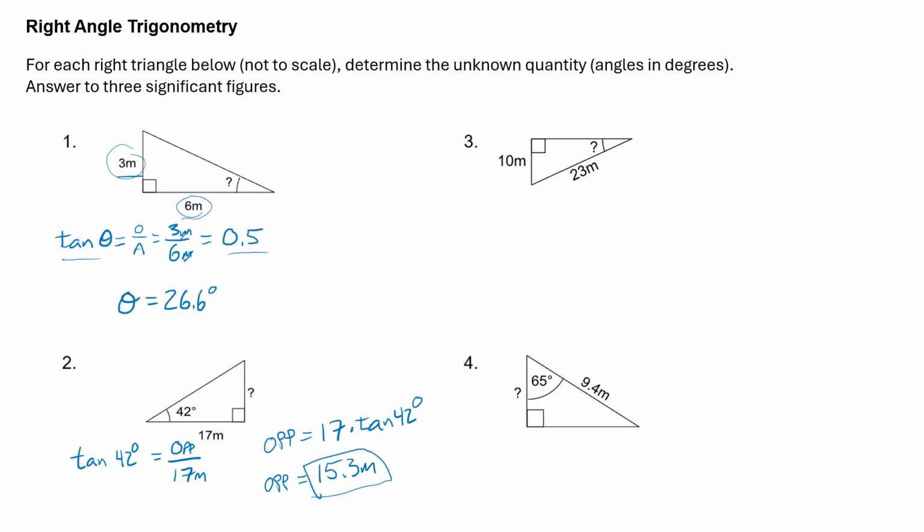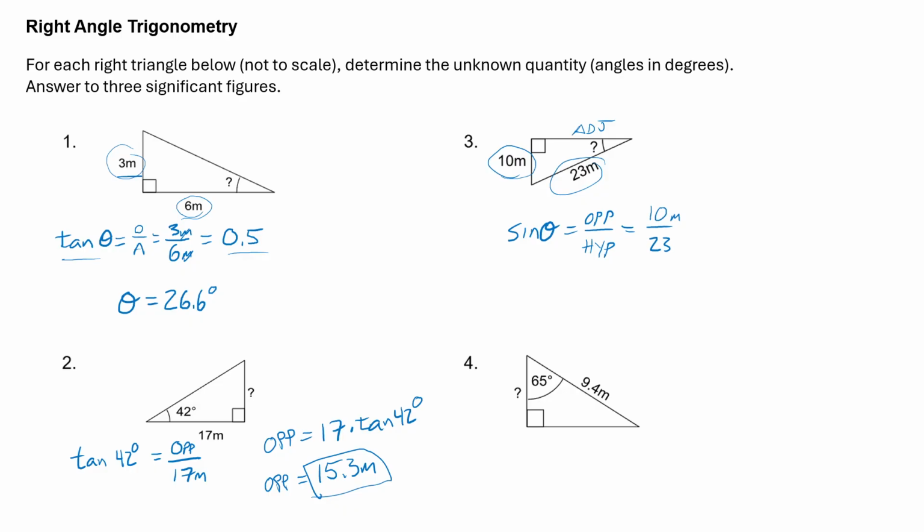This third one, I have an unknown angle, and I've got 10 meters over here and 23 meters over here. This is going to be my opposite because it's the far side. This would be my adjacent. And this is my hypotenuse of 23 meters. So I know the relationship between the opposite and the hypotenuse. If I say SOHCAHTOA, I know that the sine of the angle is going to be my opposite over my hypotenuse. So in this case, the sine of that unknown angle is going to be 10 over 23.